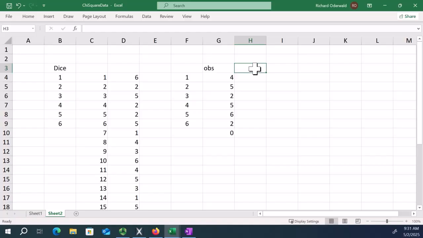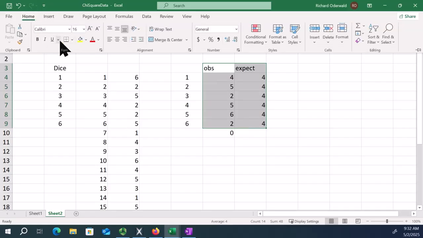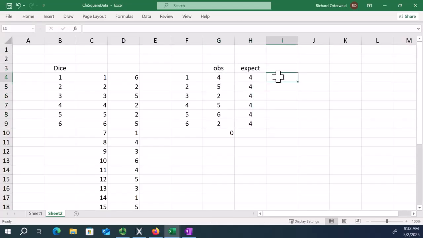How many should I expect? Out of 24, how many 1s? Be 4 2s, so on down the line. So here's the observed column and the expected column. We're going to calculate the observed minus expected divided by the expected, observed minus expected squared. So here's going to be the calculation.